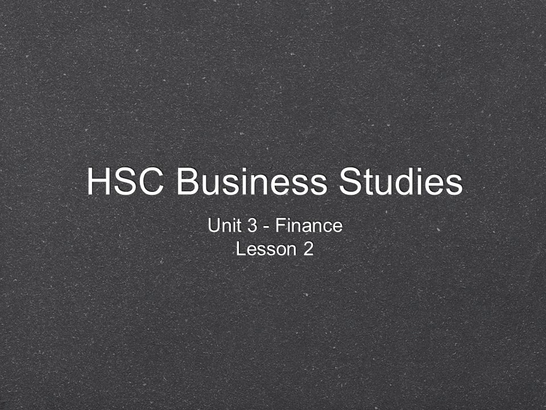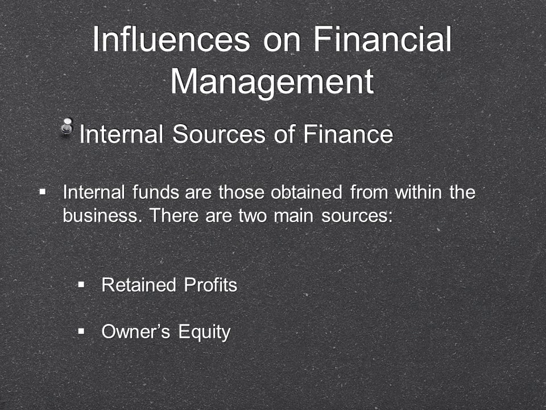Now in the last lesson we looked at the strategic role of financial management. So we looked at things like the objectives of financial management, and those were profitability, liquidity, solvency and growth. Now in this second lesson we'll look at the influences in financial management. So we're looking at how a business is able to obtain finance, able to grow and develop the business.